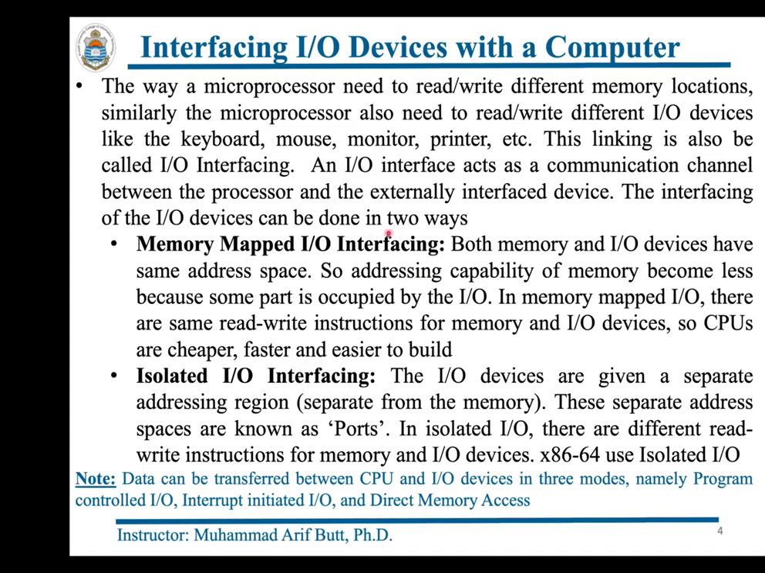This was all about the mapping or interfacing of I/O devices. Maybe in some later session, we will see the three ways using which the data can be transferred between the CPU and these I/O devices. They are program controlled I/O, interrupt initiated I/O, and the DMA, the famous direct memory access.